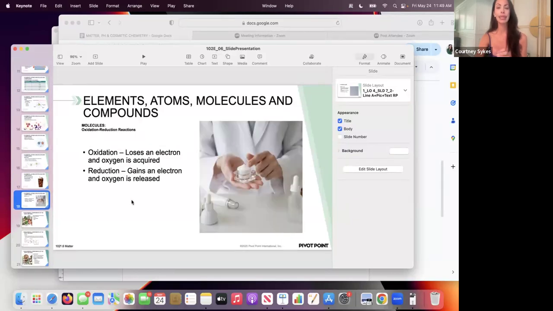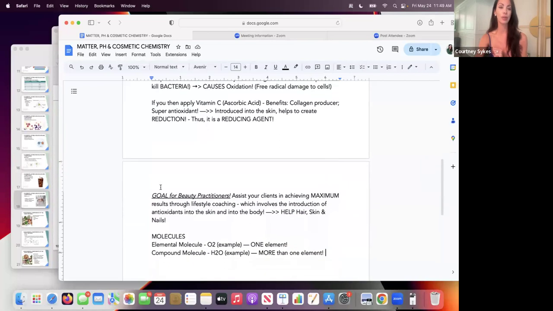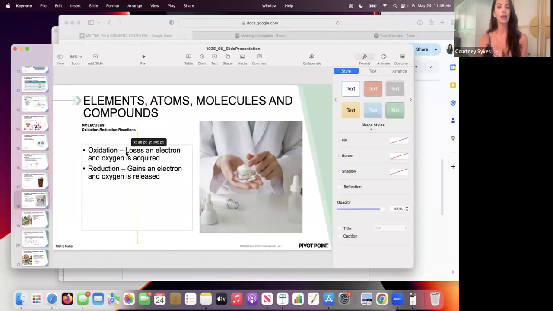And then on this slide, we've already talked about this, your oxidation and reduction or redox reactions. So this is very, very important, and I've got the notes for you here. This is probably a little more explanatory than these slides, but oxidation loses an electron and oxygen is acquired. Reduction gains an electron and oxygen is released. So that's another cool way of looking at it as well.